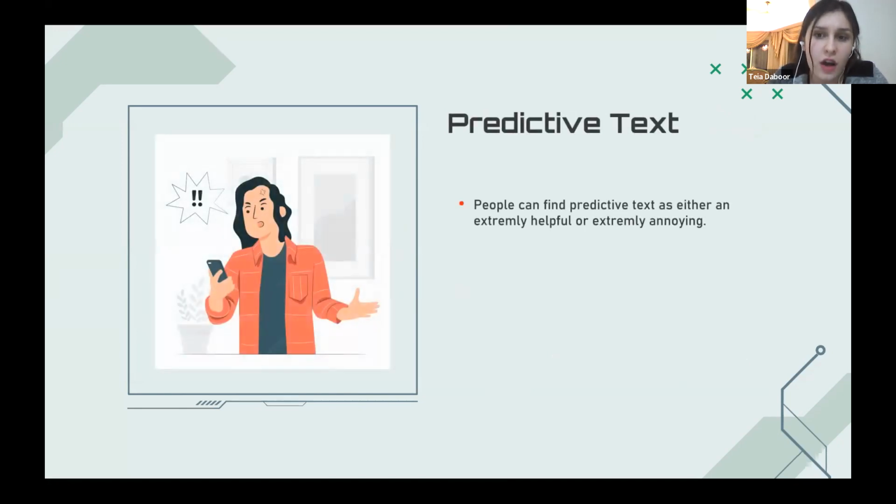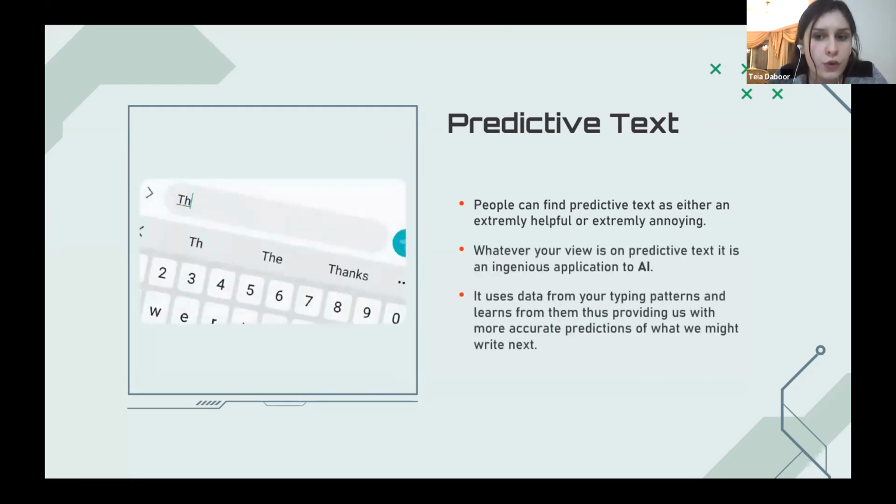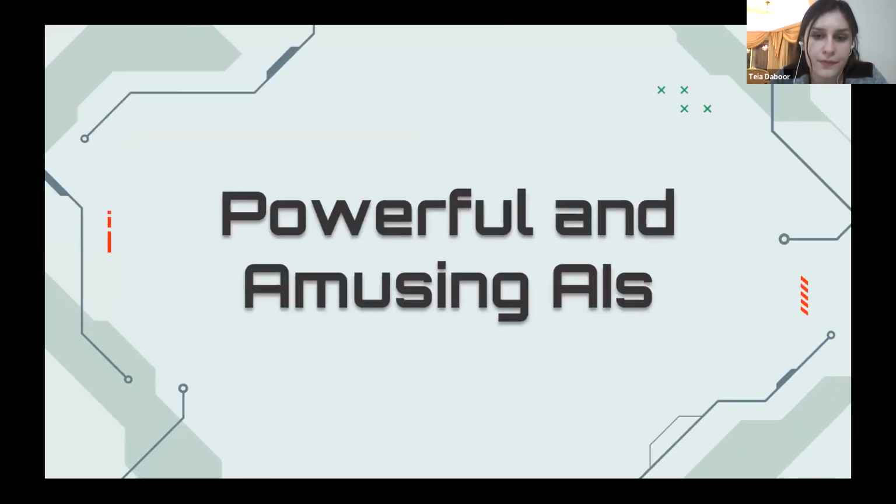Predictive texting, although it seems sometimes annoying, it can be extremely helpful. But whatever your view is on predictive text, it's still an application of AI. It uses data from your typing patterns and learns from them, thus providing you with a more accurate prediction of what you're going to type next, thus saving us time.